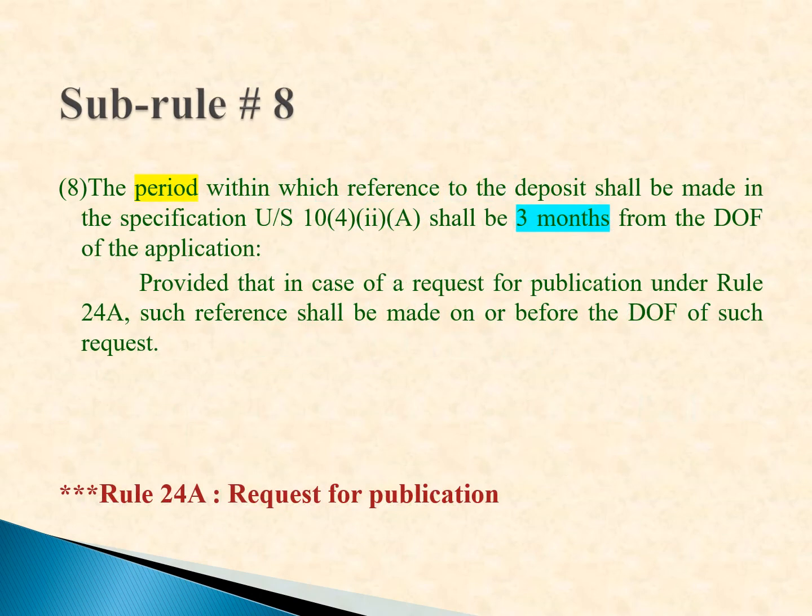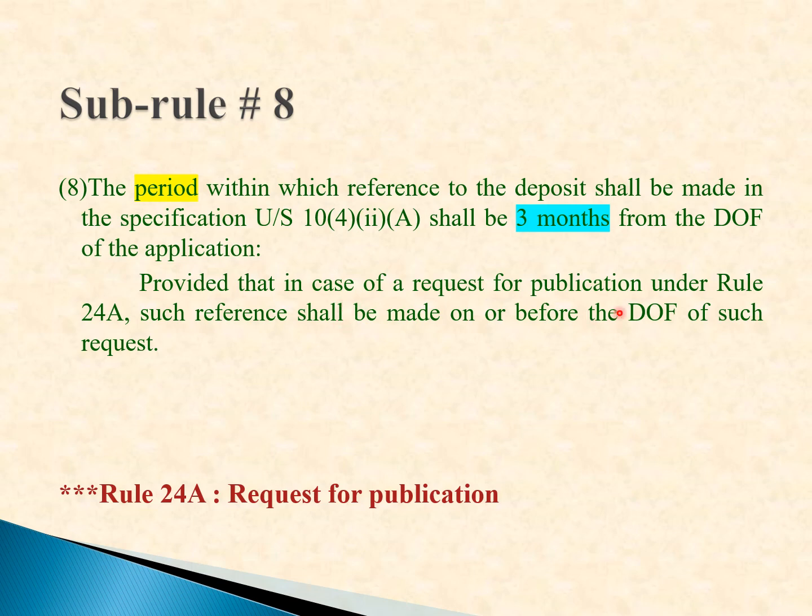Next one is sub-rule 8. The period within which reference to the deposit shall be made in the specification under section 10 subsection 4 and clause 2 with sub-clause A shall be 3 months from the date of filing of the application. This acronym actually, this is totally my way of writing. So DOF is date of filing. You can take it like this.